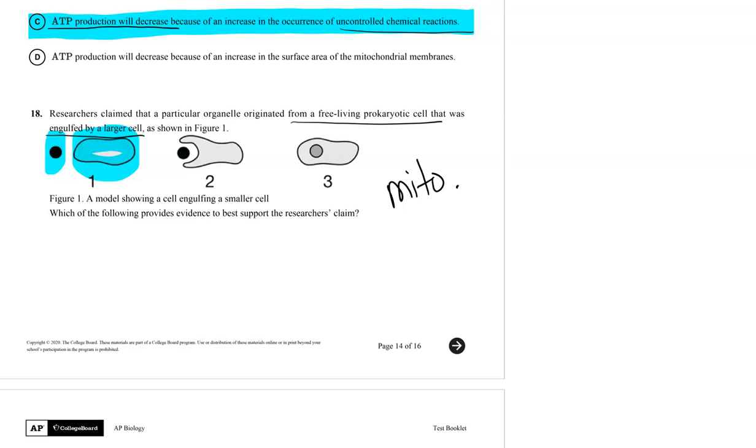No, it's a plant one. The chloroplast. Yep, so those are both double membrane organelles.